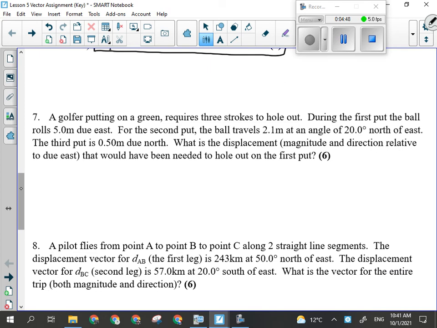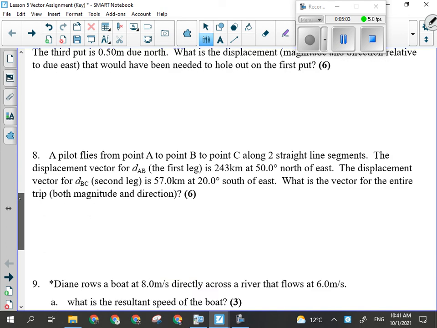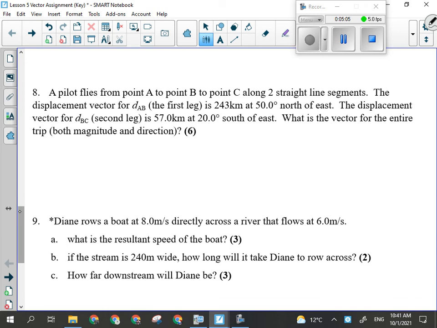For number 7, it's just a vector addition question. It just has 3 vectors, but 2 of them are straight, like one's east and one's north, and only one of them is angled. So it sounds like a lot of work, but it really isn't. Just watch your significant digits on that one. Number 8, again, it's just 2 vectors. These ones are both angled, so it'll take you a little bit longer because you've got a few more x's and y's to find.